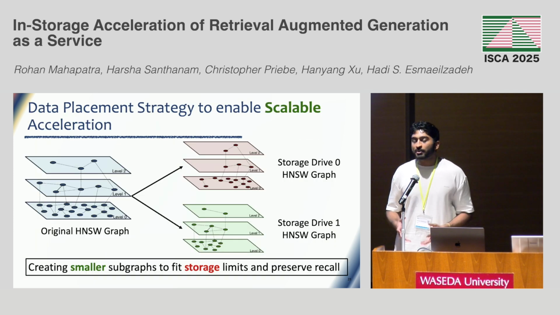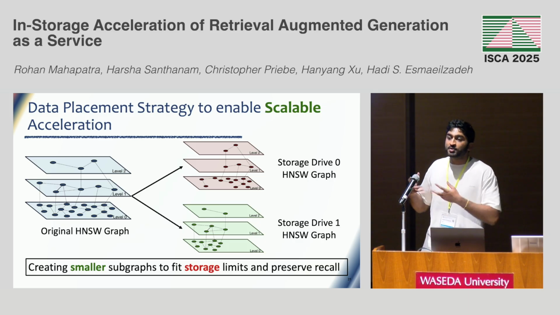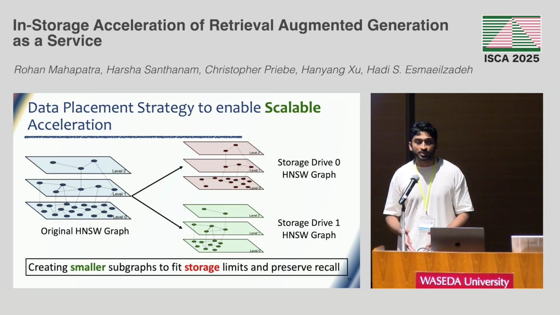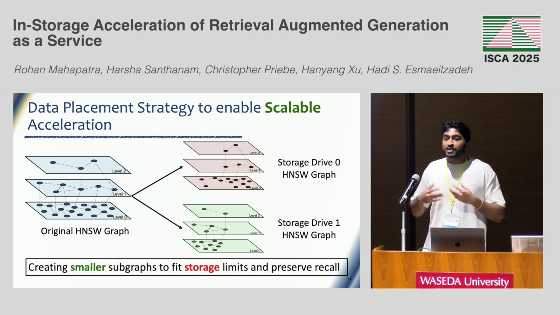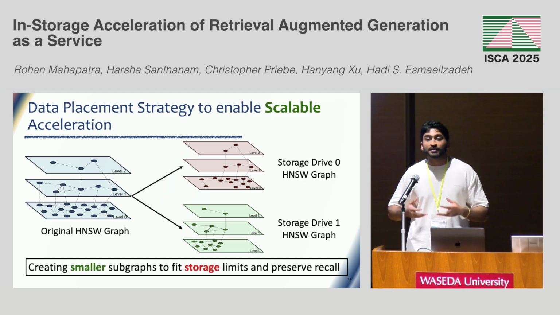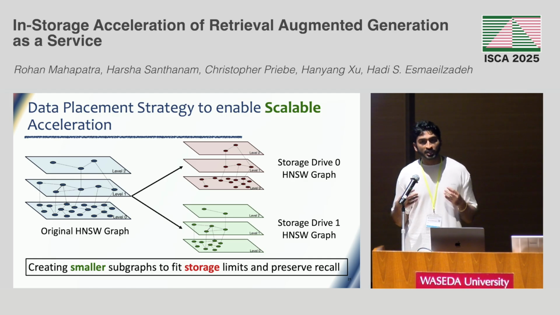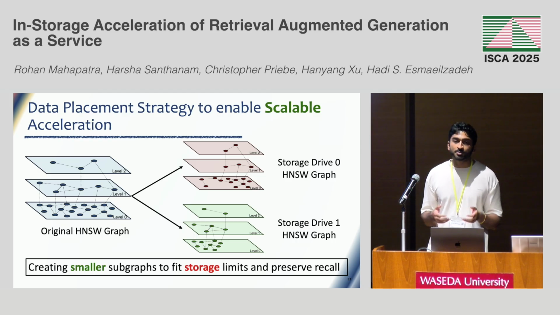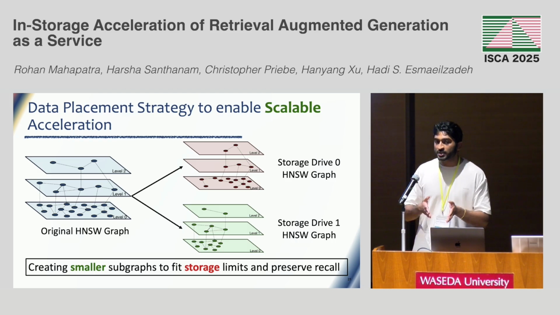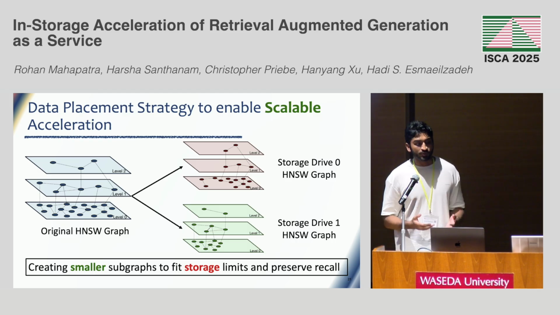So far, we've been talking about this problem in the context of a single storage drive, but it's very possible that our database exceeds the capacity of a single storage drive. In such situations, we need a way of handling this. Specifically for HNSW, what we did is we took the initial dataset, partitioned it, and for each partition, we created its own HNSW and stored it on its own storage drive.